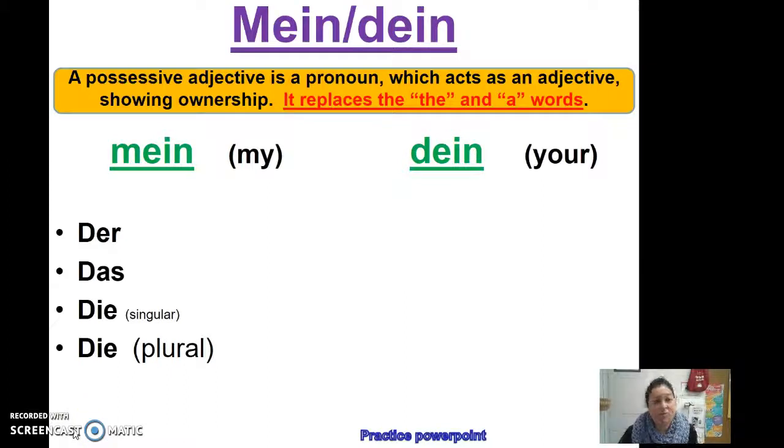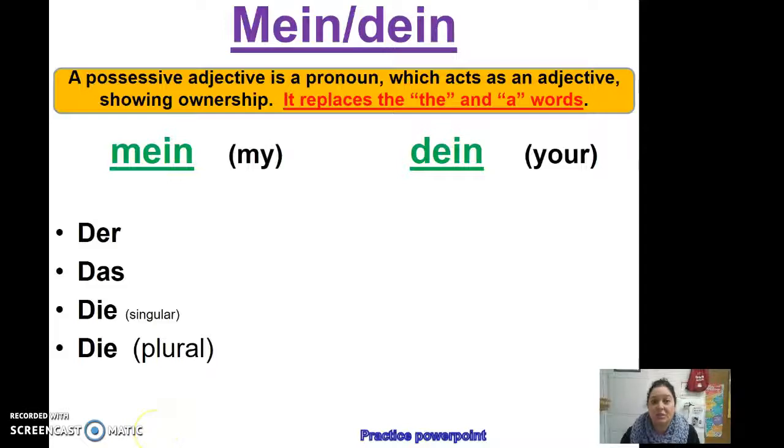We're learning about possessives, mein and dein. Mein, as you know, means my. It is a possessive adjective that acts as a pronoun and shows ownership. It replaces the or a. So you don't say a notebook, ein Heft, or das Heft, the notebook. You'd say mein Heft, my notebook, or dein Radiergummi instead of der Radiergummi.